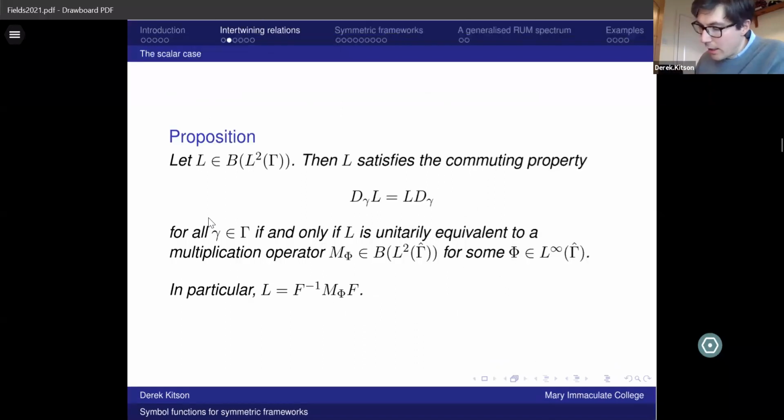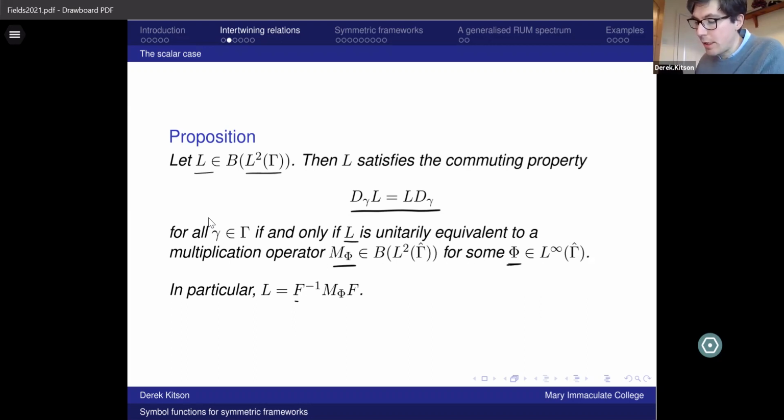And what you'll see in this proposition is a statement that says, if you have an operator, which is called L here, on your space of square integrable functions, then the following are equivalent. You have an intertwining with these sort of shifts if and only if your operator is unitarily equivalent to a multiplication operator. And that symbol in this case is a function. It's an essentially bounded function on the dual group. So this is kind of classical stuff. This is well-known stuff.